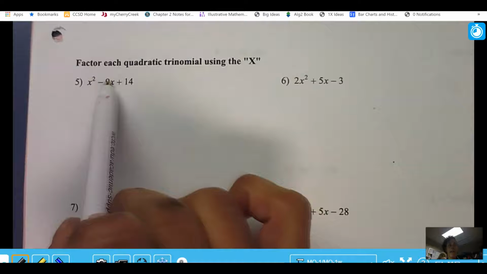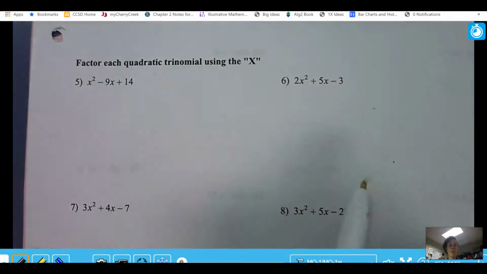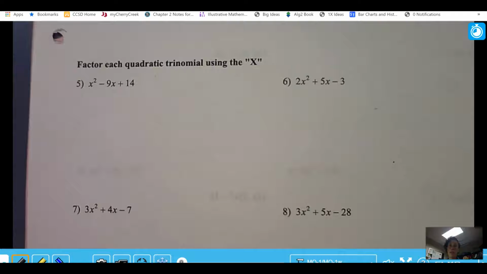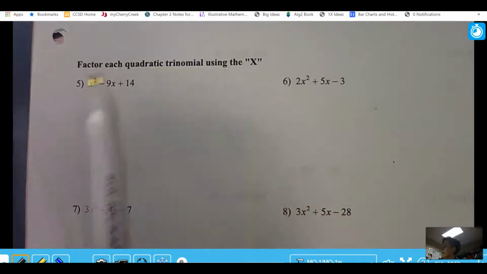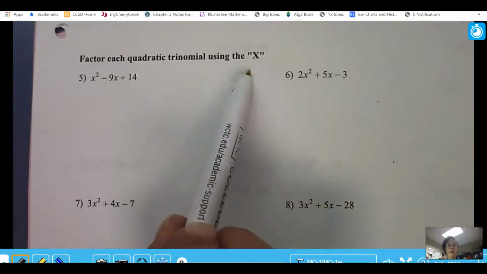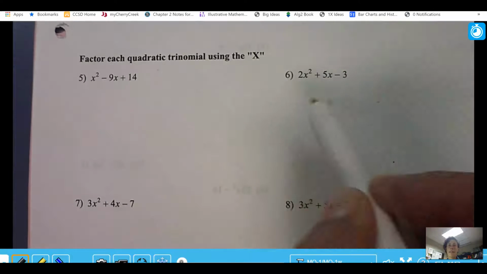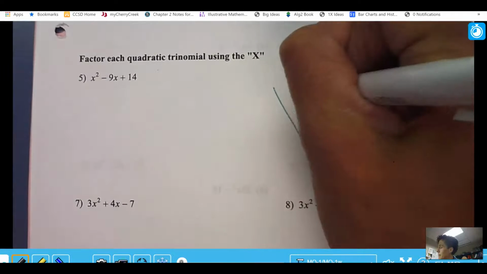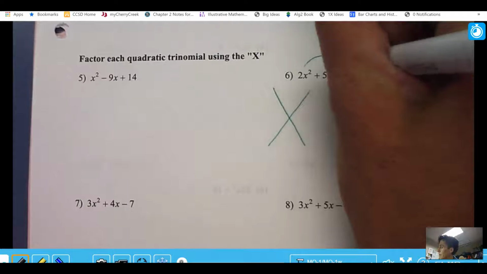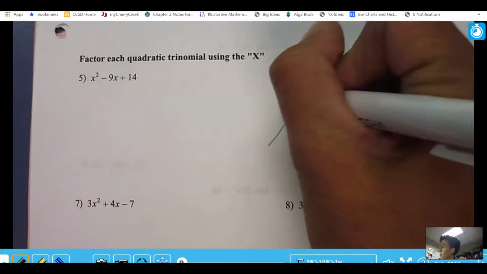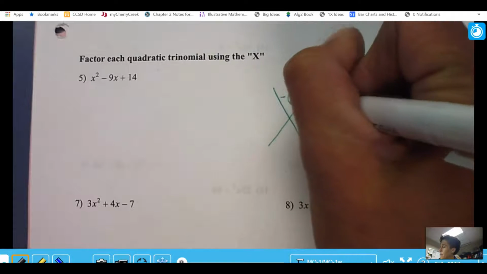So here you're going to factor each quadratic trinomial using an x. Again, this is just review, and I should have said that in the beginning. Just a reminder that we're going to make our x, and then that's it. So let's take a look at this problem. We're going to make my x, and I multiply my first and my last. It is in standard form.